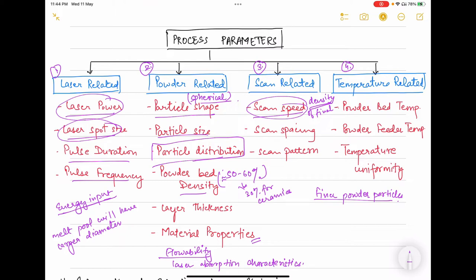Next is scan spacing. It is basically the distance between two consecutive scans. So if this is your layer, this distance is your scan spacing between the center lines of two consecutive scan tracks, and a certain amount of overlap as discussed earlier is necessary to ensure good bonding. Then layer thickness. With an increase in layer thickness, production speed is faster, but when we decrease it, we can have better surface finish and better precision. And last is scan pattern. We need to adopt proper scan strategies so that the final product is free from any kind of residual stresses or distortion or warpage.